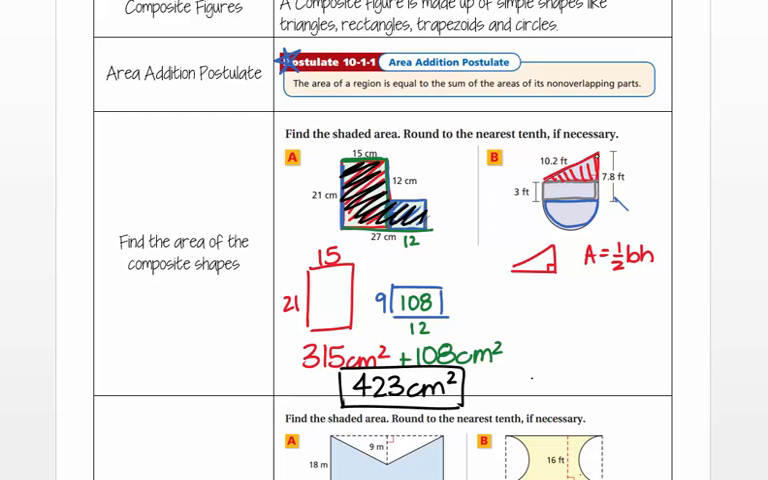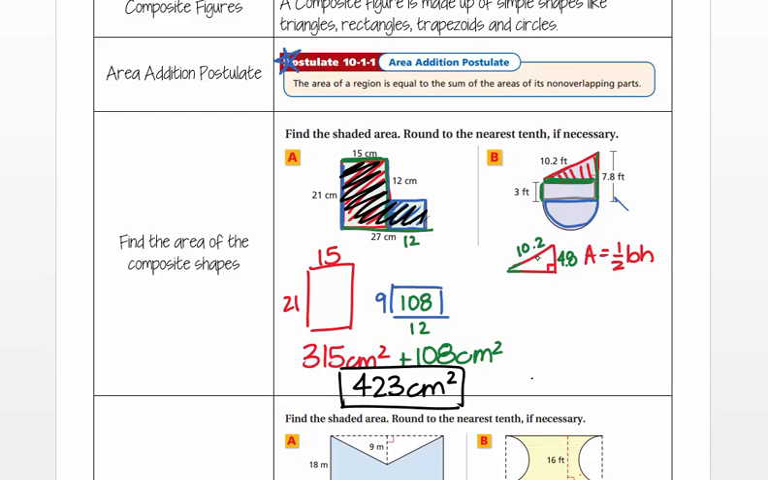If we're looking here, I know this entire distance is 7.8, and this part here is 3. So if I subtract them, I get that this has to be 4.8. Now unfortunately it does not give us this length right here, but because it gives us this, we can use Pythagorean Theorem to figure out what that distance has to be.